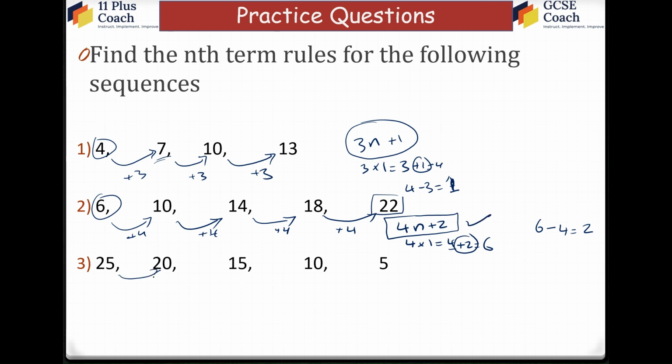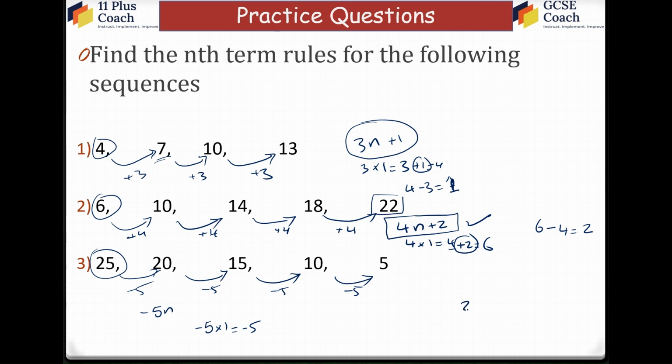Now this term here, you're subtracting 5, take away 5, take away 5, take away 5. So your nth term starts off with minus 5n. You replace n with 1, so minus 5 times 1 gives me negative 5, but I need the first term to be 25, so find the difference.